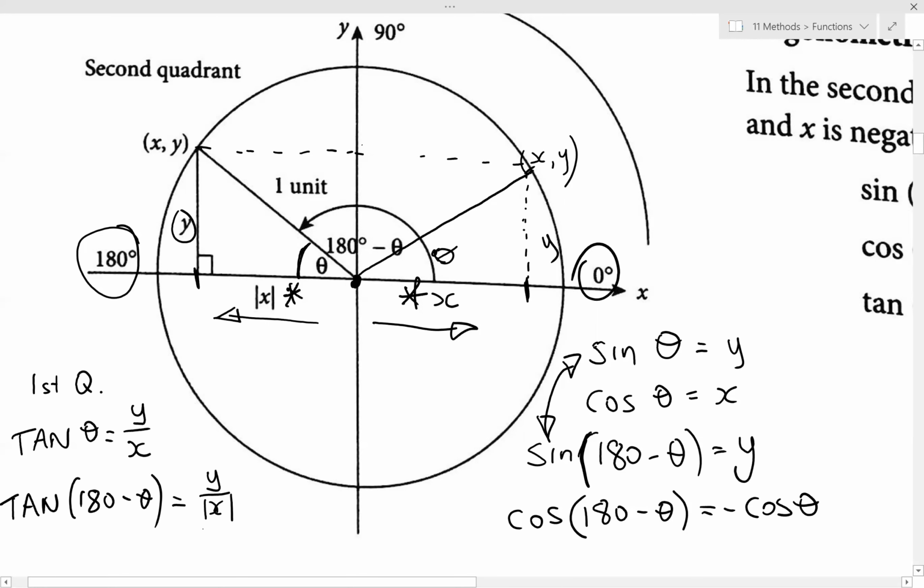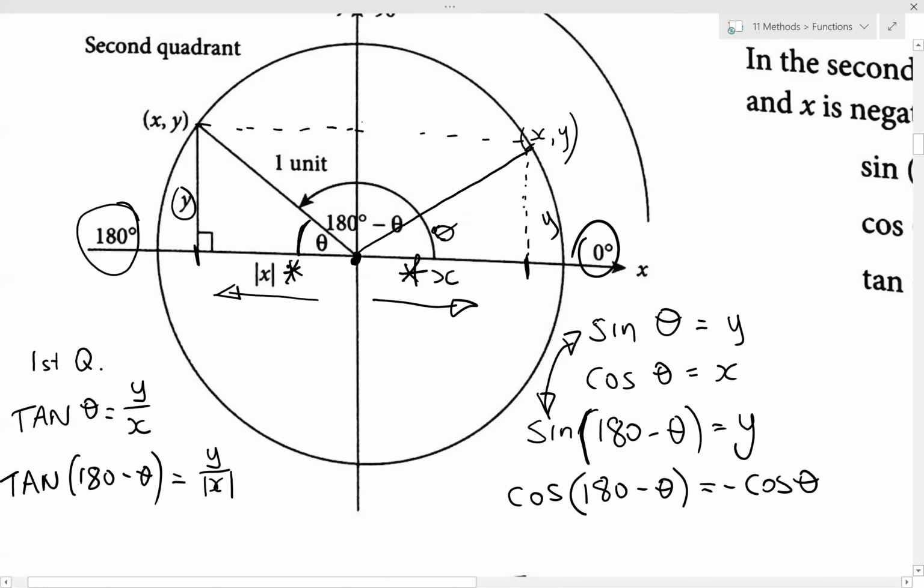My x is negative. So that, in fact, my answer is going to look exactly the same as if I did tan of theta. It's going to look the same as tan of theta, except my answer, again, because I've got a positive here, that's a positive number, but this is a negative number, my answer is going to be negative.